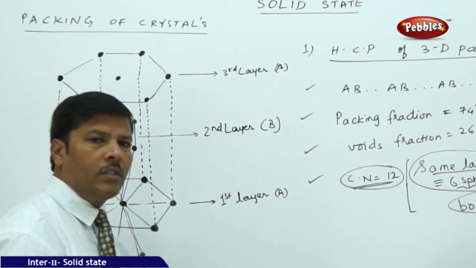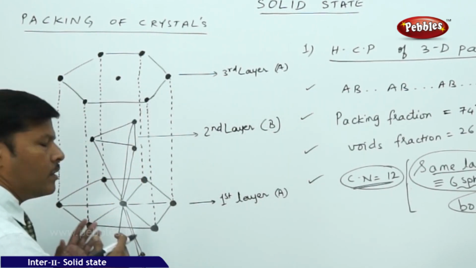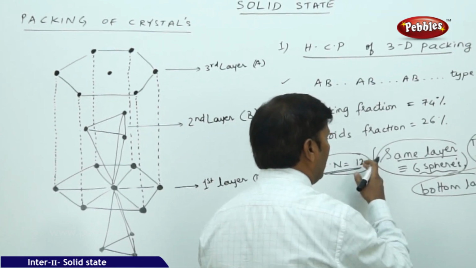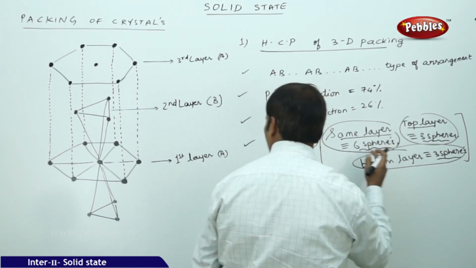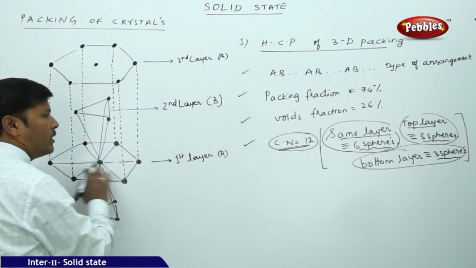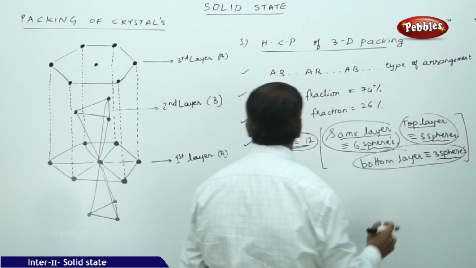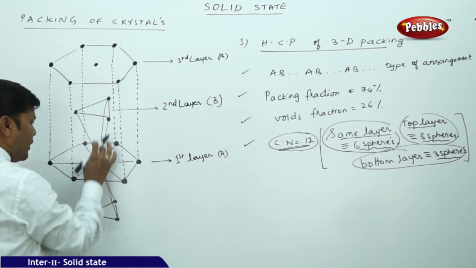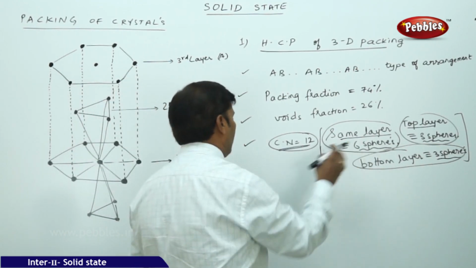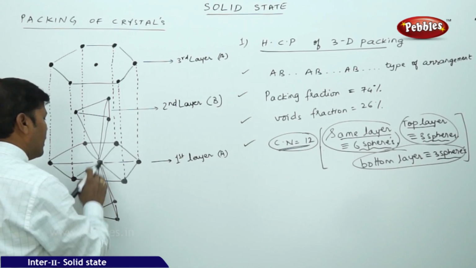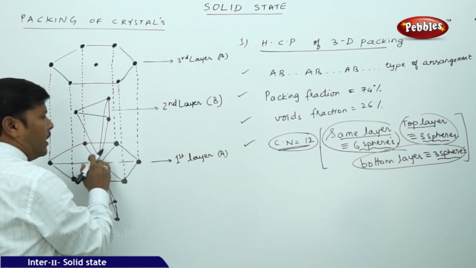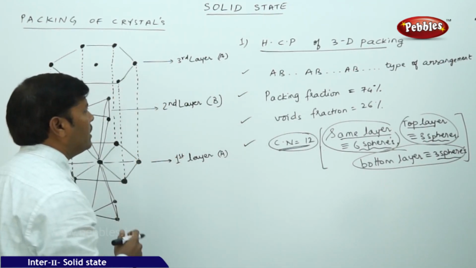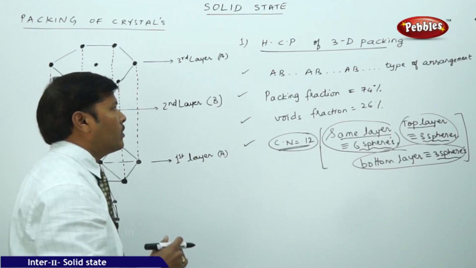So from this diagrammatic view of the hexagonal close packing, it is very clear that the coordination number of the hexagonal plane is 12. In the same layer it has 6 spheres at the 6 corners. In the top layer it has 3 spheres at the body center, and all 3 spheres are coming in contact with the face. Another 3 spheres, again 3 body centers, are at the bottom. Top layer, bottom layer, same layer. So in total the coordination number becomes 12. This is how we have to understand the hexagonal close packing in the case of 3D packing.